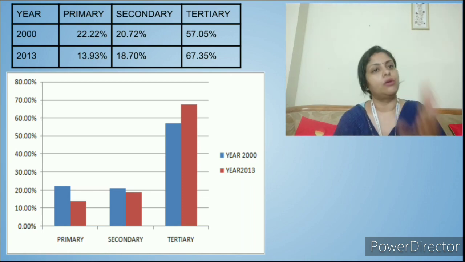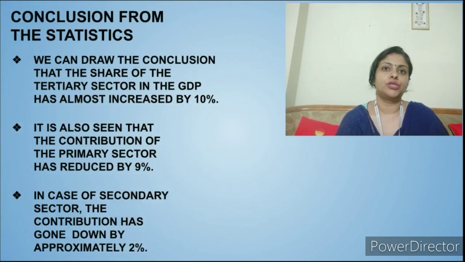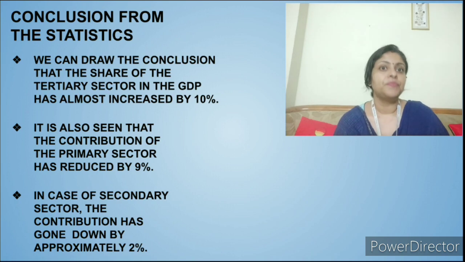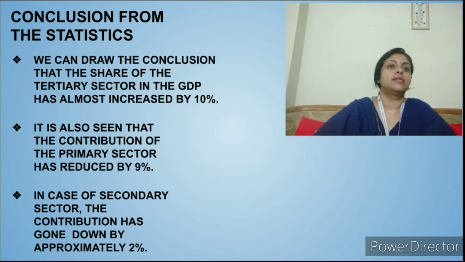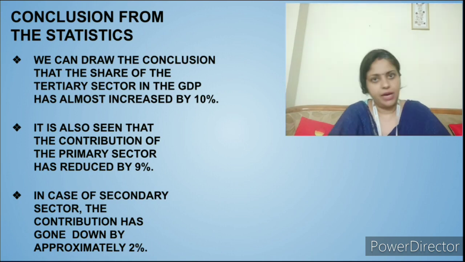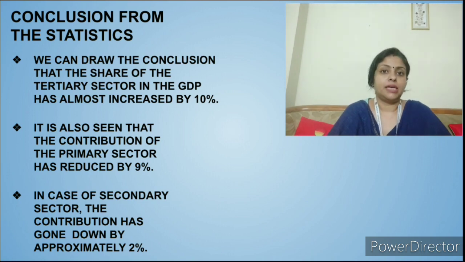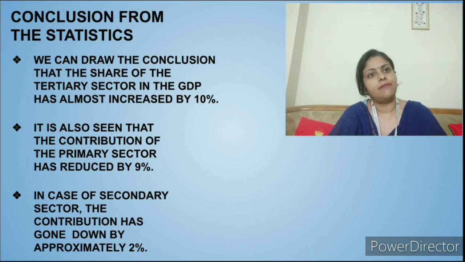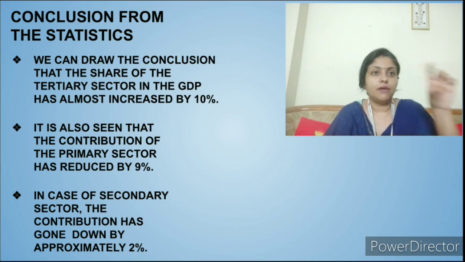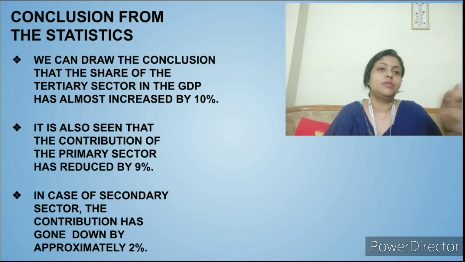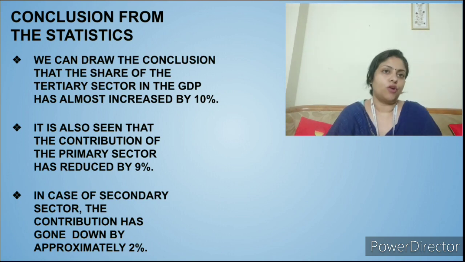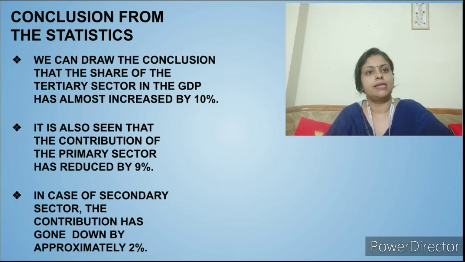So you first calculate the percentage, then draw the graph, and then finally come to the conclusion. The conclusion is that the tertiary sector has an increase of 10% over the period of 13 years. But in the primary sector, there is a reduction of 9%. In the secondary sector, the contribution has come down by 2%. I have done this analysis on the basis of the data I got in the form of a table, which I represented using a graph. Kindly complete this in your copies, for those who have not done it, and show it to me on 30th along with the other 2 homeworks.